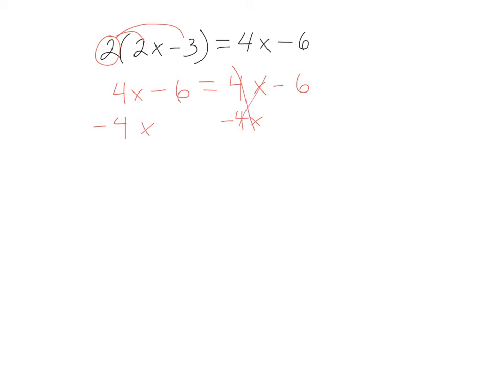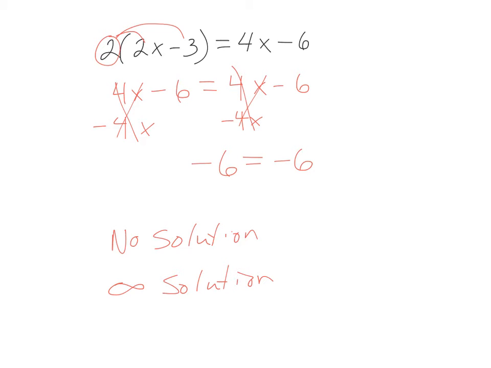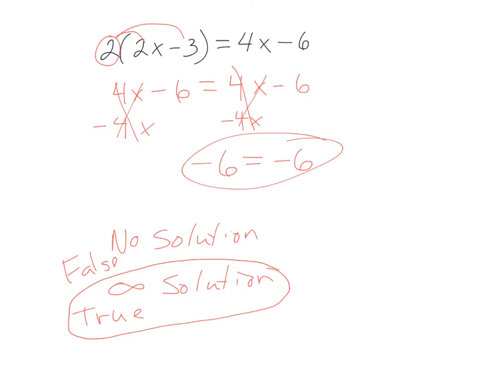What you'll notice is that we got rid of our variables. And that means that it's going to be either a no solution or infinitely many solutions. And what we end up with is negative 6 is equal to negative 6. So remember, if it's true, it's infinite. If it's false, it's no solution. Negative 6 is equal to negative 6 is a true statement. That one is going to be infinite solutions.